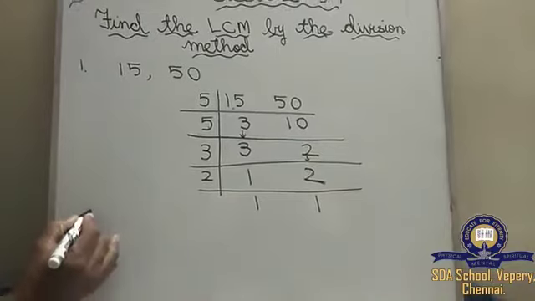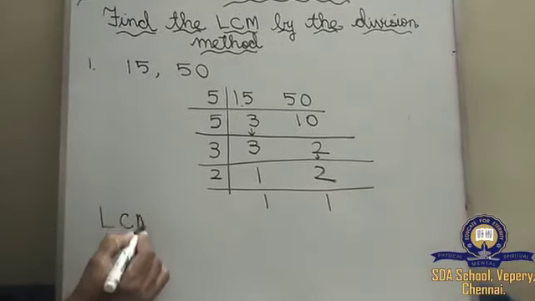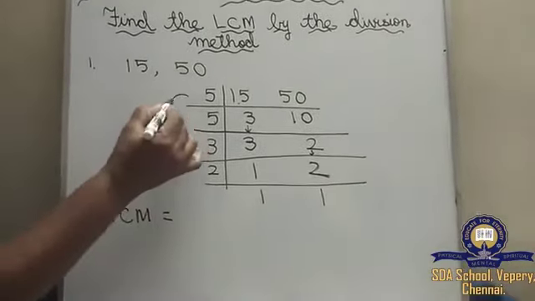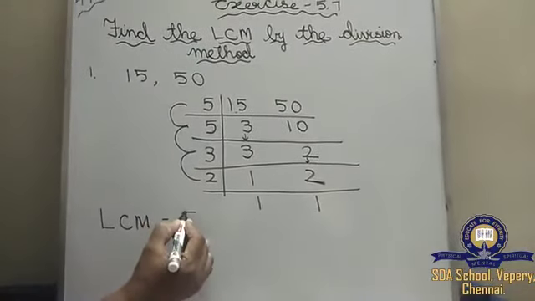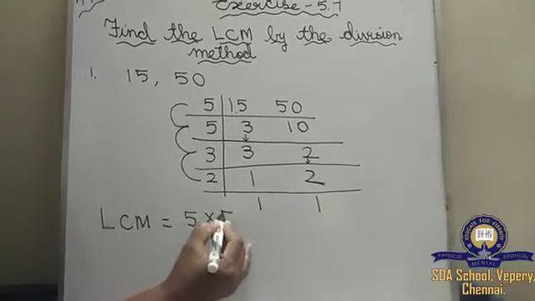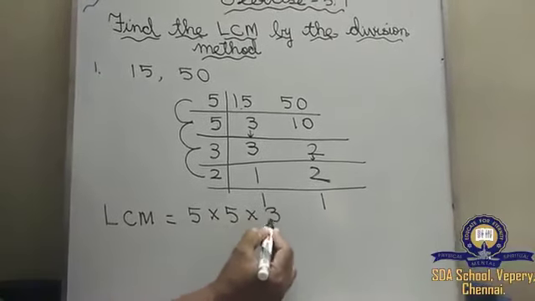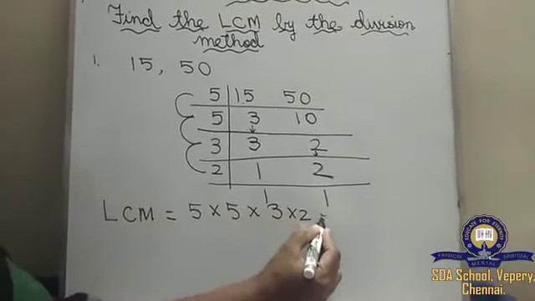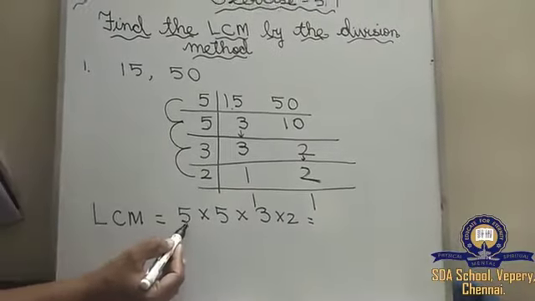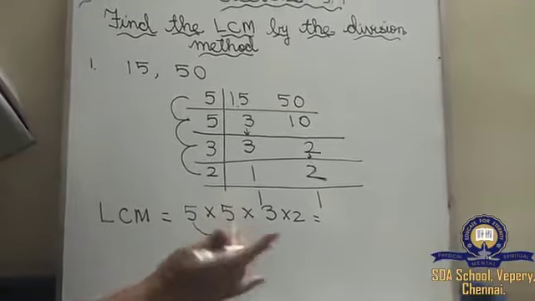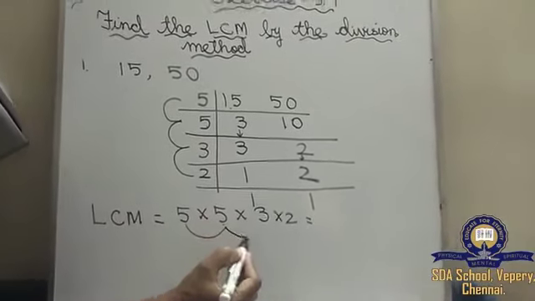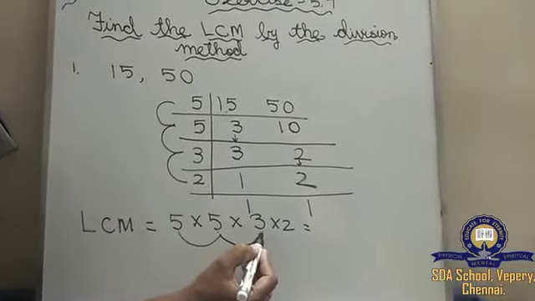So what is the LCM, children? LCM is equal to 5 into 5 into 3 into 2. So what is 5 into 5 into 3 into 2? You have to multiply this. 5 5s are how much, children? 25. 25 3s are 75.